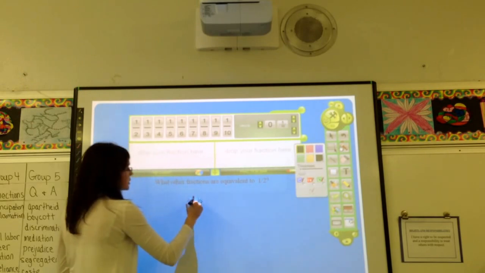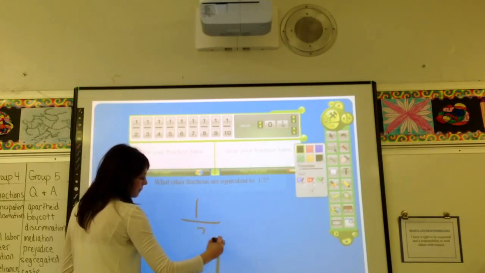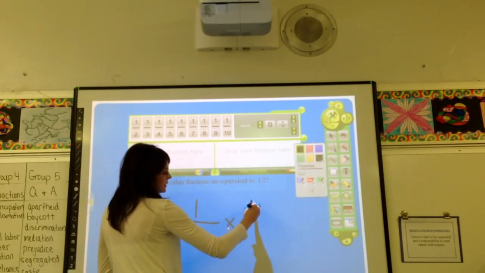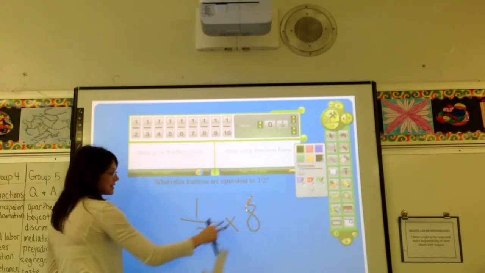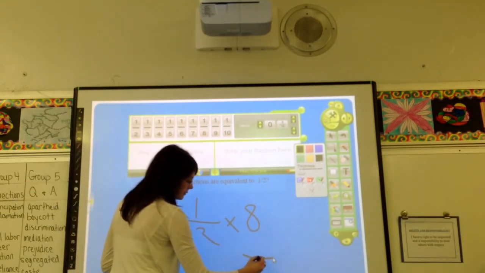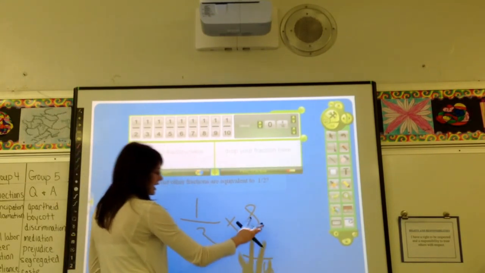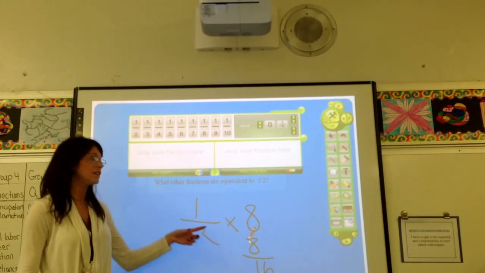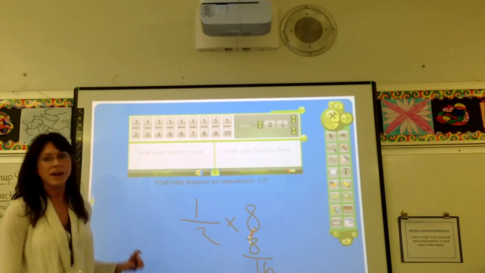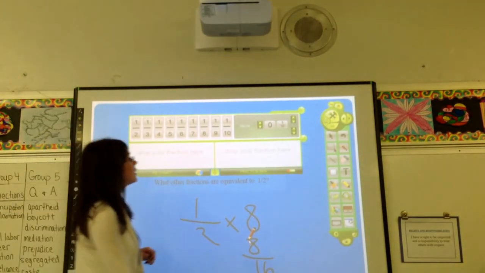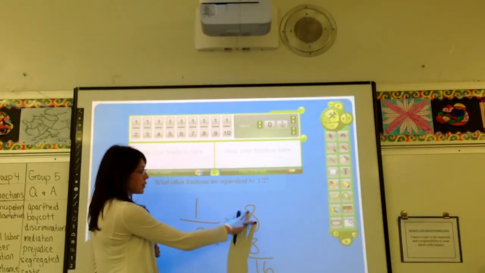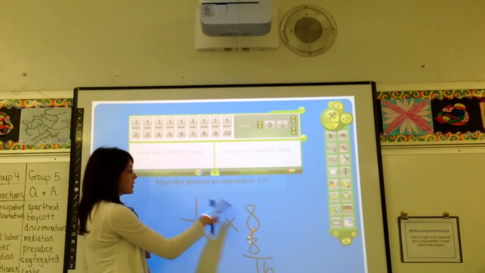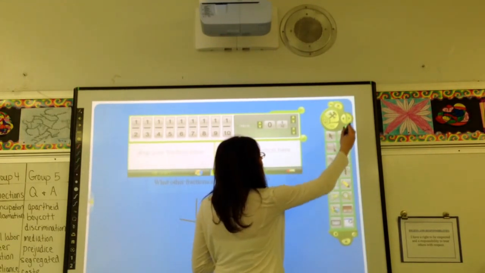This time, let's multiply 1/2 by 8. 8 times 2 is 16, and 8 times 1 is 8. So I know that 8/16 is equivalent to 1/2. So you can choose any number you want here and just multiply that number by the numerator and denominator. All right, let's move on.